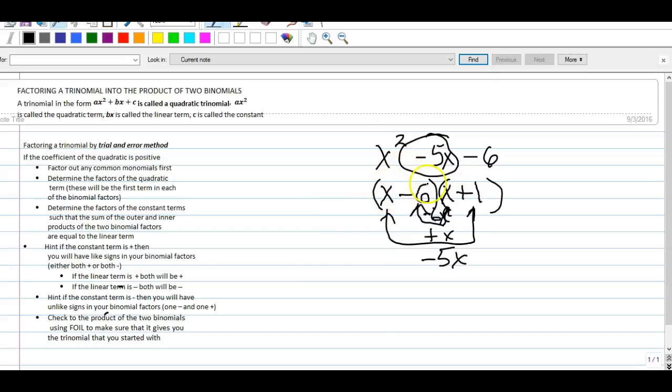So using FOIL, first times first, x times x is x squared. And of course, the inner product here we've already done, that's minus 6x. The outer product we've already done, that's plus x. The sum of those two gives us minus 5x. And the product of the last times last gives us minus 6. Negative 6 times positive 1 is minus 6.